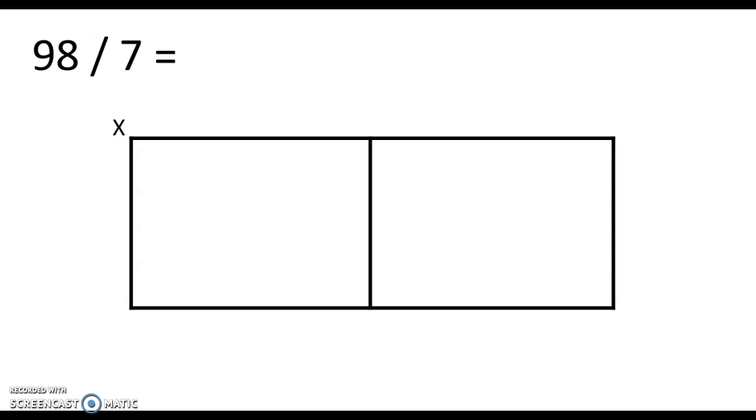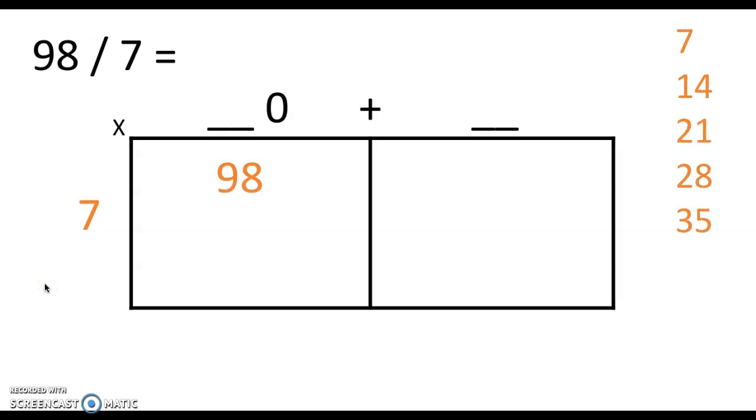We're going to do 98 divided by 7. First, make sure that you draw your area model boxes with 2 boxes in it because this is a 2-digit number. Then we're going to set up our place values. We have our tens place and the ones place. Then our 7 will go on the side. 98 goes on the inside. And I'm going to write my multiplication facts on the side or look at my multiplication chart or do it in my head.